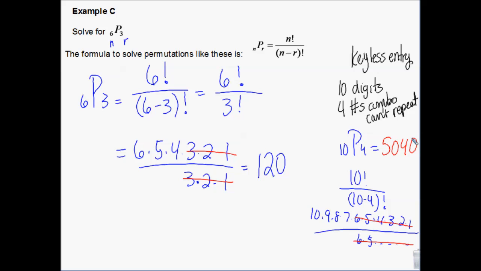Now, do you have to do it this way where you cross things out? No, you can actually put this into your calculator. You take 10 factorial and divide that by 10 minus 4, so 6 factorial. Oops, it helps if I push the right button.